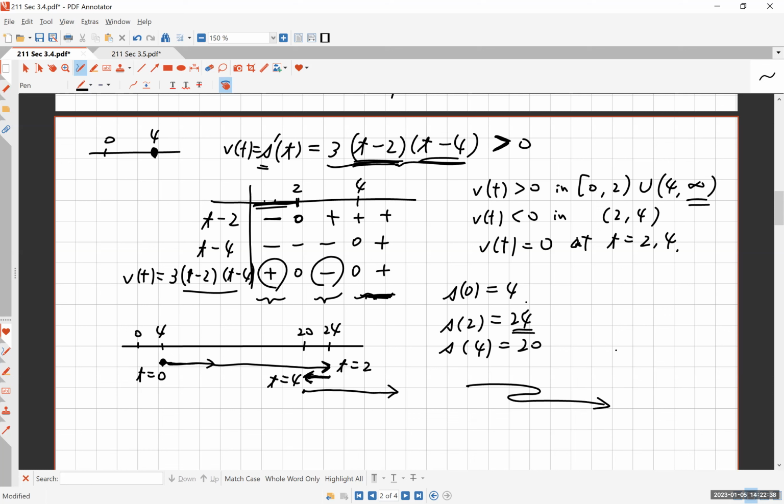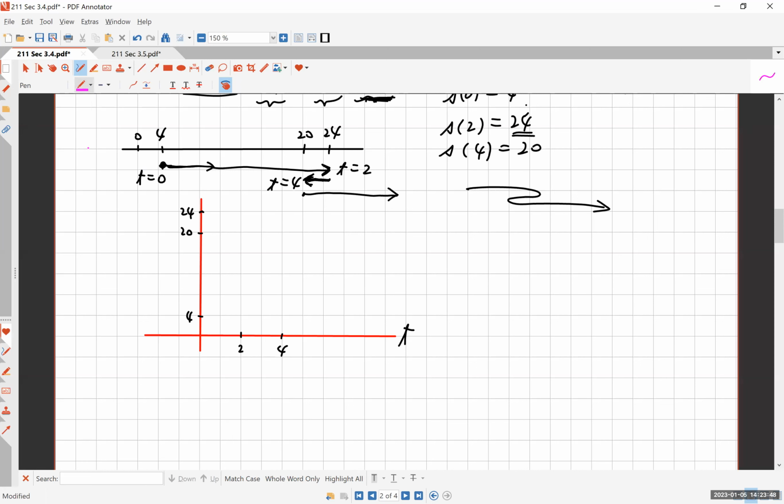Now, if you graph this function, it starts at 4, and it goes to 20 and 24. It's a cubic function. You know what? I should draw this nicer. Give me just a moment. Okay, this is much nicer.